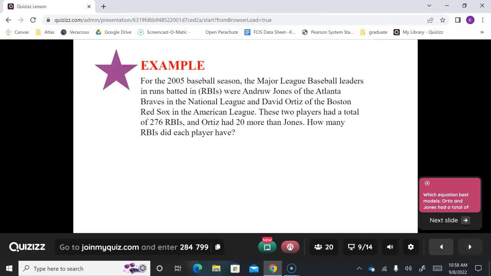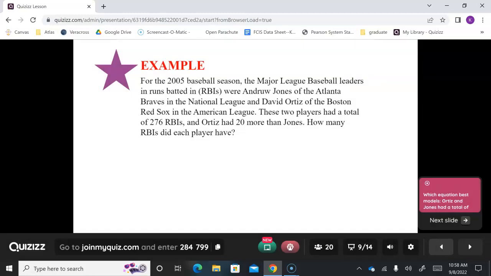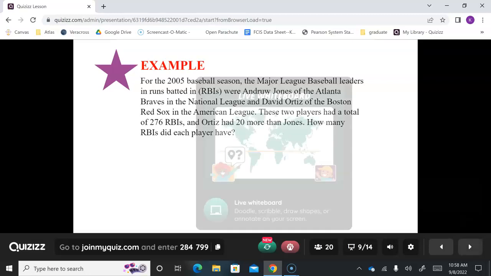Next. Lots of words. Lots and lots of words. Pick out the important ones. For the 2005 baseball season, Major League Baseball leaders in runs batted in were Andrew Jones of the Atlanta Braves in the National League, and David Ortiz of the Boston Red Sox in the American League. These two players had a total of 276 RBIs, and Ortiz had 20 more than Jones. How many RBIs did each player have?